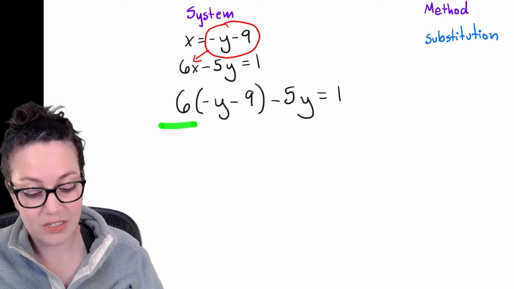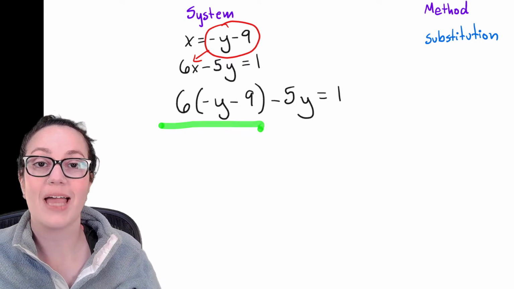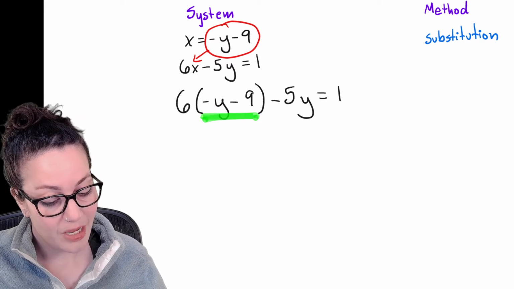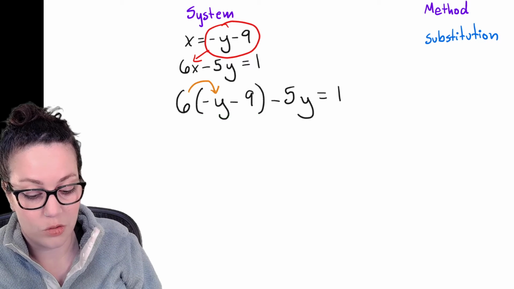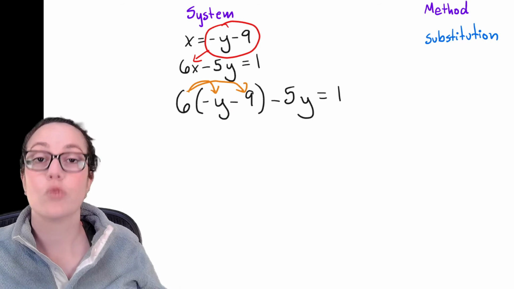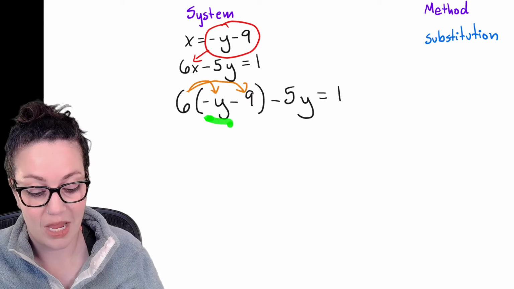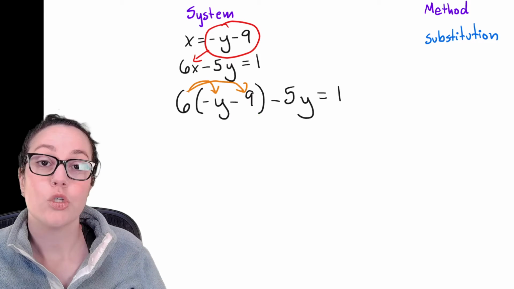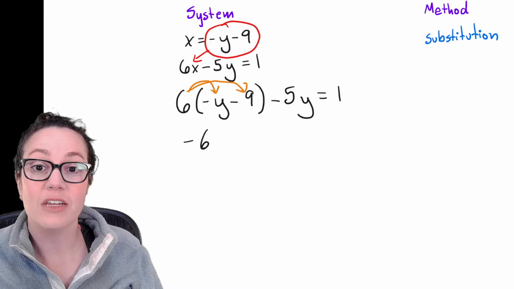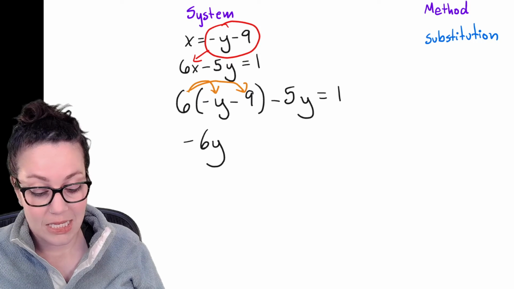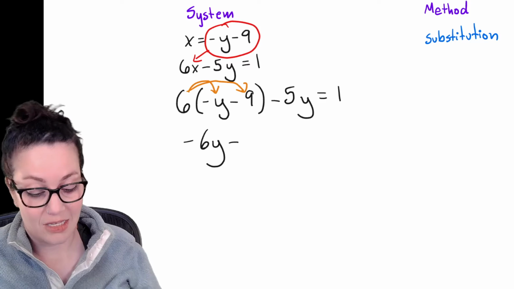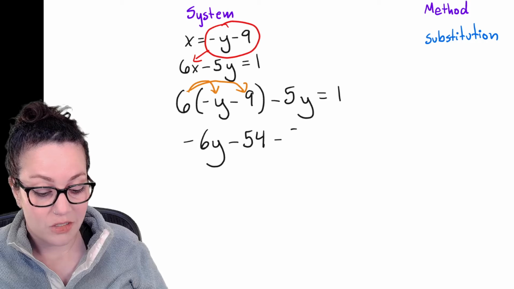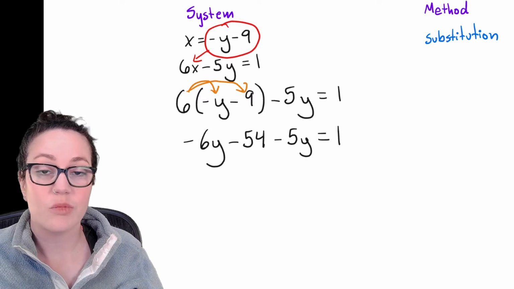Because this 6 is multiplying by a quantity, there's more than one term inside those parentheses, I'm actually going to draw little arrows to remind myself to distribute that 6 correctly, that it's being multiplied by the -y and the -9, both of them. So 6 times -y is -6y. 6 times -9 is -54. And then this -5y equals 1, that all stays the same. It just tags along.